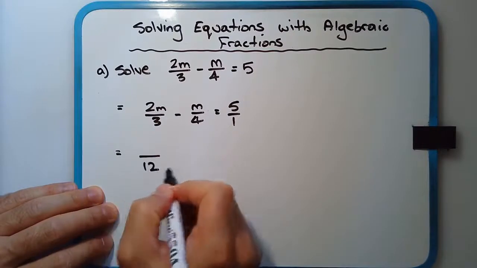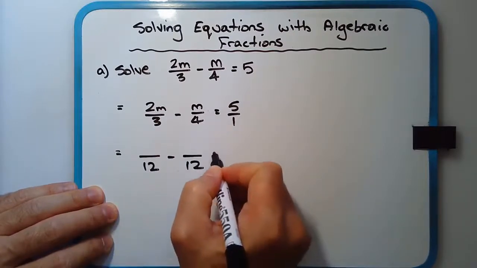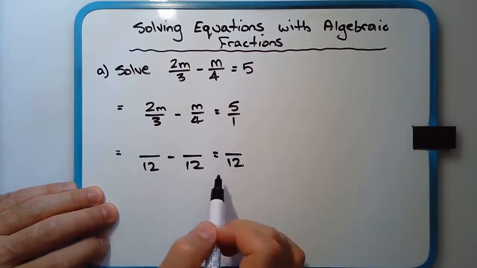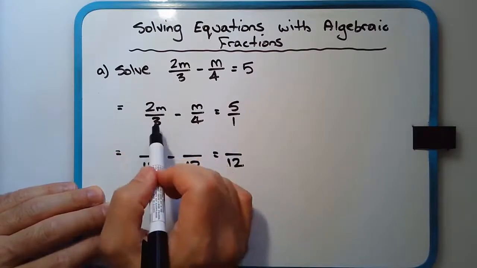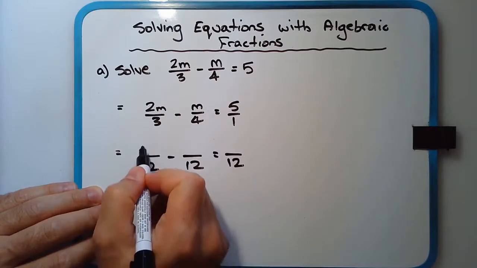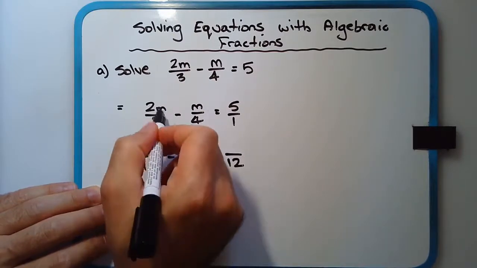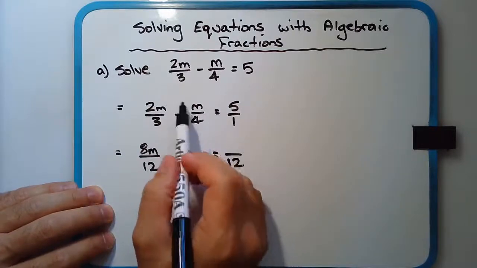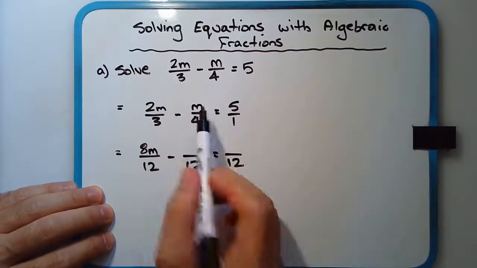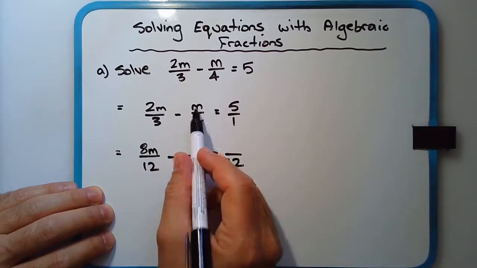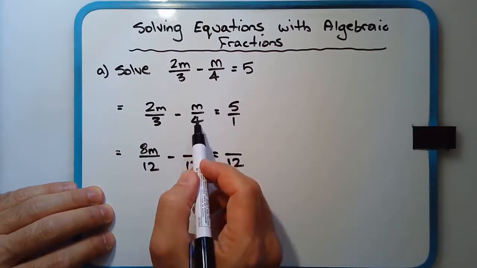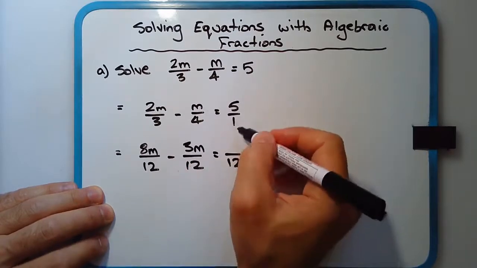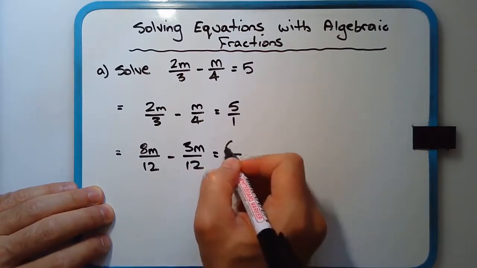So what we're going to do is convert all of these fractions with a common denominator of 12. 2 on 3 is the same as 8 on 12, or 8m on 12. The pronumeral doesn't actually get affected. We just multiply the numbers only, so the m itself just stays as m. m on 4 is the same as 1m on 4, which is just 3m on 12. And 5 on 1 is the same as 60 on 12.